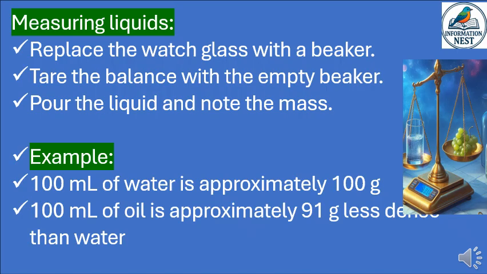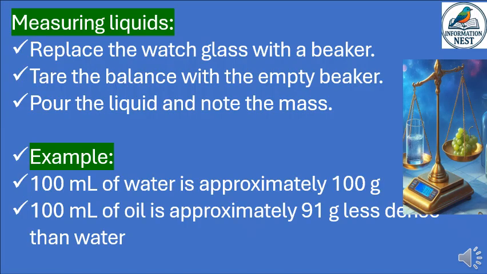Step by step guide for doing this activity. Step 1. First, replace the watch glass with a clean beaker. This is where your liquid will go. Step 2. Place the empty beaker on the weighing pan and press tare. This resets the balance to 0, ignoring the beaker's weight. Now, pour your liquid like water or oil into the beaker. Watch the numbers change and note the mass displayed.